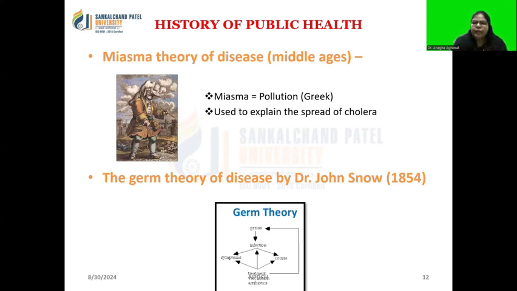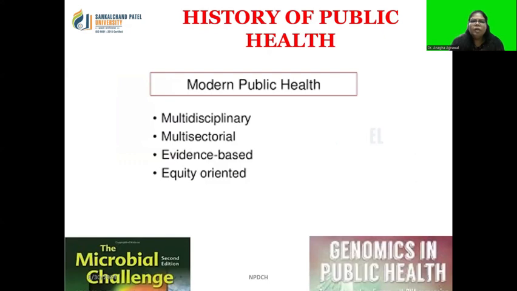by John Snow in 1854. So what John Snow said is that there are small germs which are present in the environment. These germs get inside our body through the cracks or openings of our body, and they're responsible for causing some kind of disease. So this theory came up by Dr. John Snow in 1854.